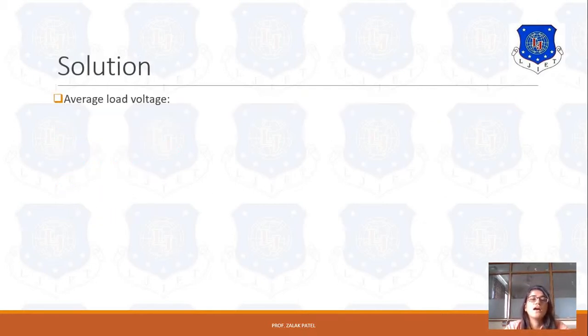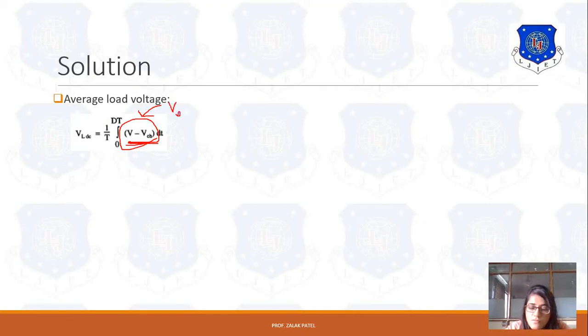First of all, average load voltage. So average load voltage is given by 1 upon T integration 0 to dT. Originally it is V0, but it is V minus V chopping voltage, which will be reduced, so that's why it gives us the original output voltage.